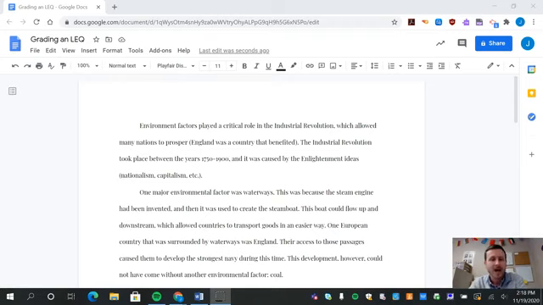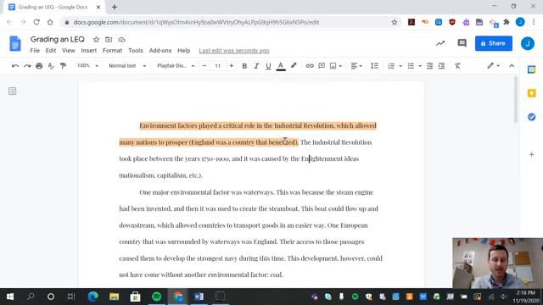All right. So, environmental factors played a critical role in the Industrial Revolution, which allowed many nations to prosper. He provides examples here. England was a country that benefited. The Industrial Revolution took place between the years 1750 to 1900, and it was caused by the Enlightenment ideas, nationalism, capitalism, etc. All right. Now, whenever I look at this paragraph, the first thing that I key in on is this sentence right here. I'm going to highlight that and put it in this kind of orange color. Now, whenever I look at this, this is the thesis statement, right?